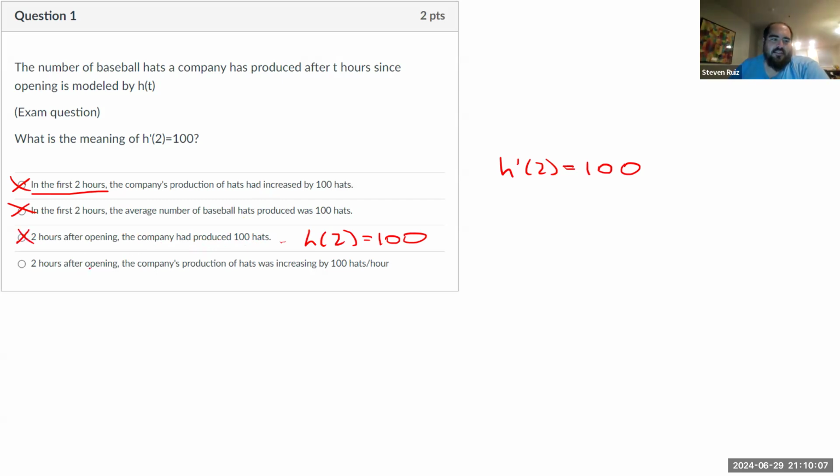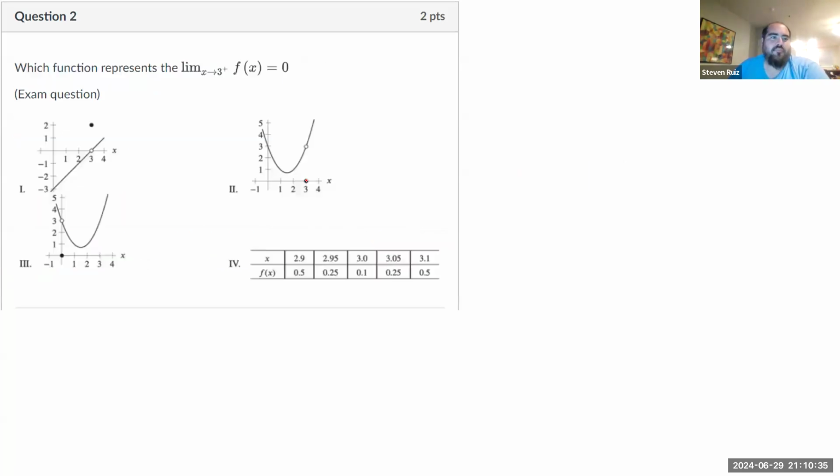Let's make sure the last one makes sense. 2 hours after opening, the company's production of hats was increasing by 100 hats per hour. I believe that's a good representation of what the derivative means here. So if H stands for the number of hats and T stands for the number of hours that have passed since I opened, then 100 hats per hour makes sense in terms of a unit, but it also makes sense in terms of what this mathematical model is referring to.